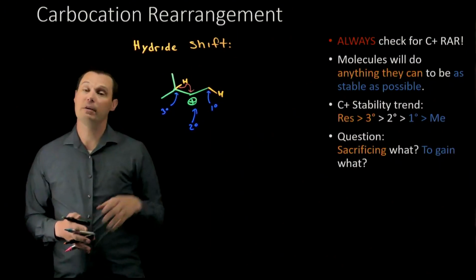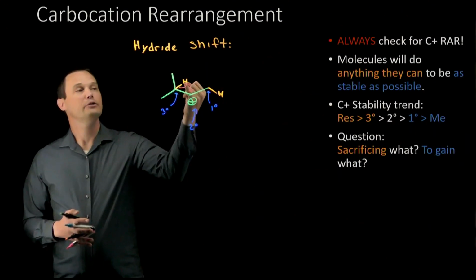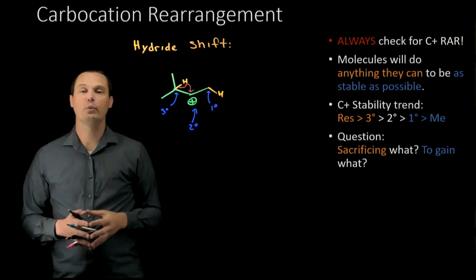This isn't a video about bouncing arrows. I have another video about bouncing arrows down below. This says that we're breaking the carbon-hydrogen bond. Hydrogen is using those electrons to form a new bond with this carbon.